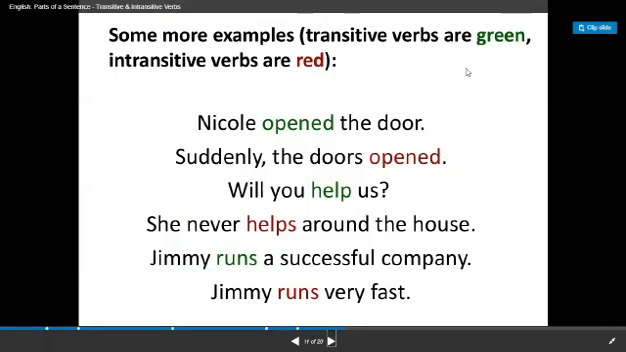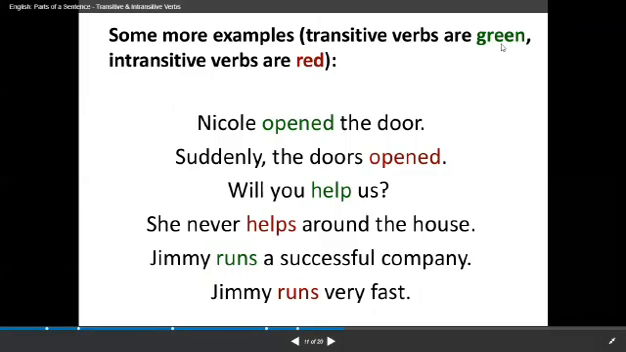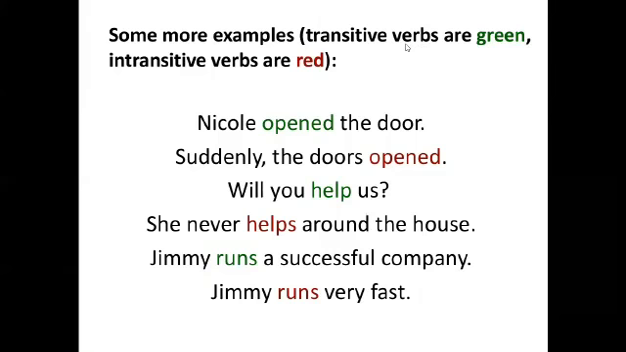Now there are a few more examples. Let's discuss them, and this is going to end our topic. Some examples. Transitive verbs are green and intransitive verbs are red. Nicole opened the door. So here we need it, right? If I say Nicole opened, we will not understand what she opened. So to complete it, we need the direct object, and we have added the direct object door over here. So it's showing that she has opened the door. Suddenly the door opened. Here we don't need a direct object.